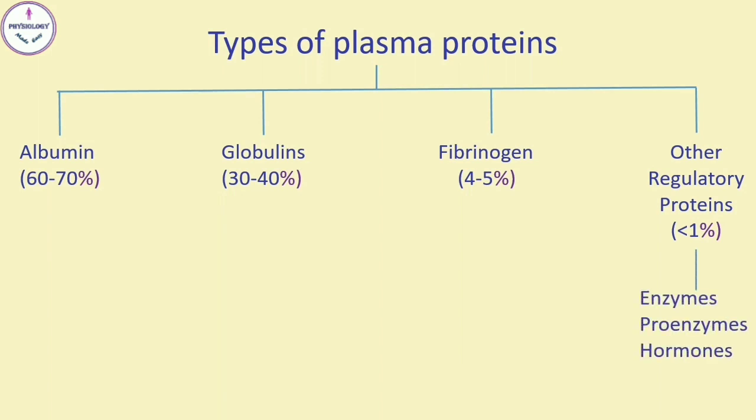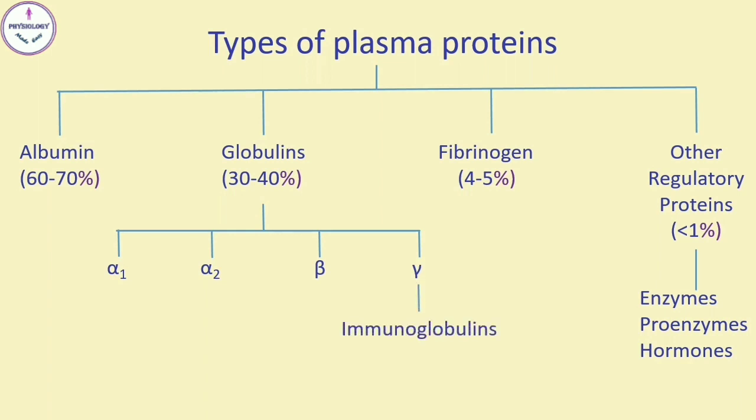They consist of enzymes, proenzymes as well as some hormones, and they help in many different processes such as immunity, blood clotting, etc. Globulins are further categorized into alpha 1, alpha 2, beta and gamma fractions depending upon their electrophoretic mobility. The most significant gamma globulins are immunoglobulins or antibodies. Let's see some of the different forms of these globulins.